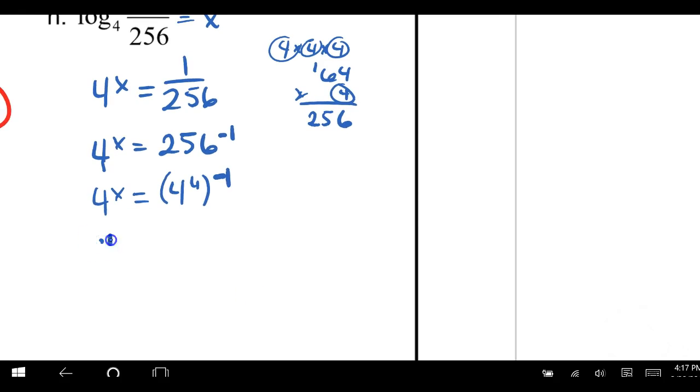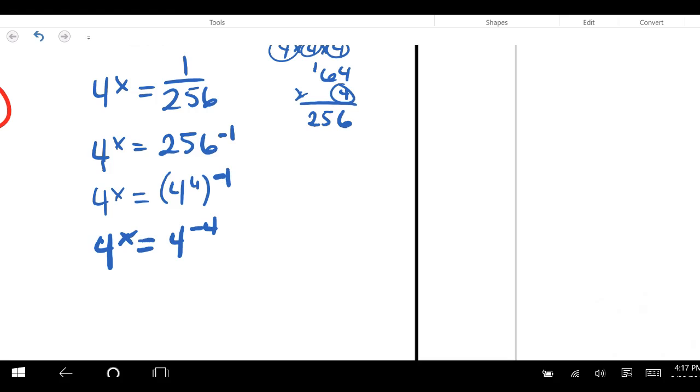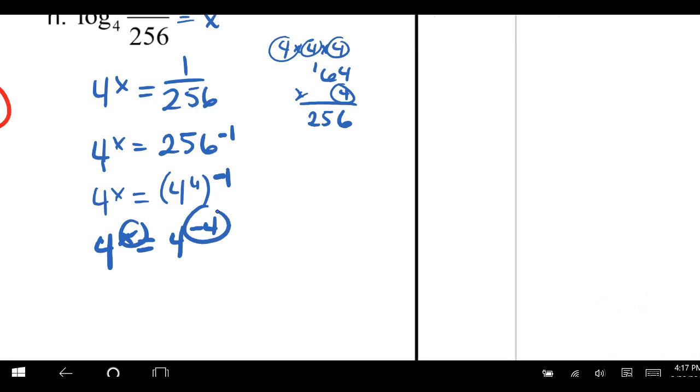And let's multiply those exponents. And that becomes negative 4. And so then we know that x and negative 4, set them equal, x equals negative 4.